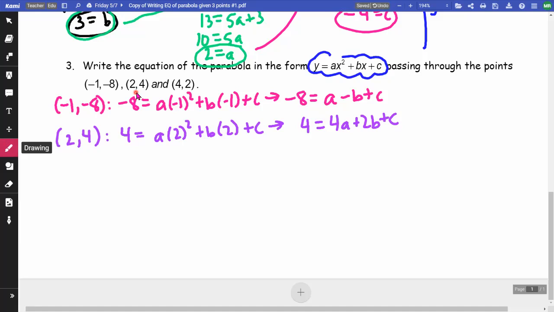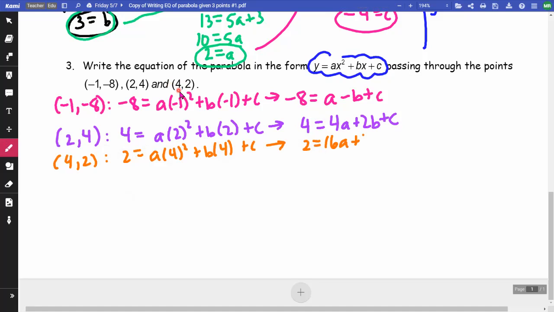And the last one, this 4 comma 2. So if I do 4 comma 2, I end up with 2 is equal to a times 4 squared plus b times 4 plus c, which is 2 is equal to 16a plus 4b plus c.